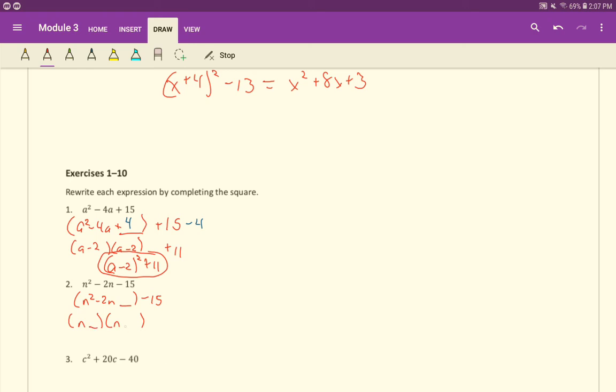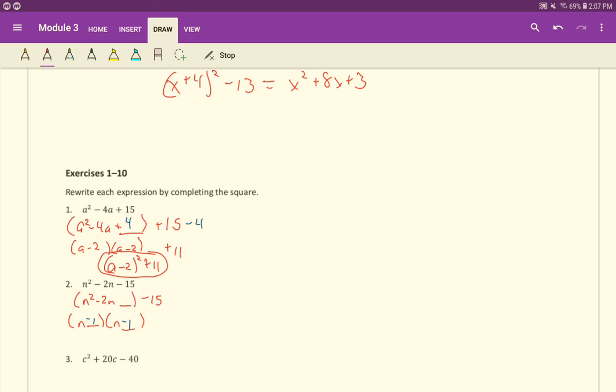So in this case, these two numbers, this number will multiply with this n, this number will multiply with this n, and they'll add to make negative 2. So what two numbers add to make negative 2? Remember, they also have to be the same number, too. So it's going to be negative 1. And then what's missing here, then?